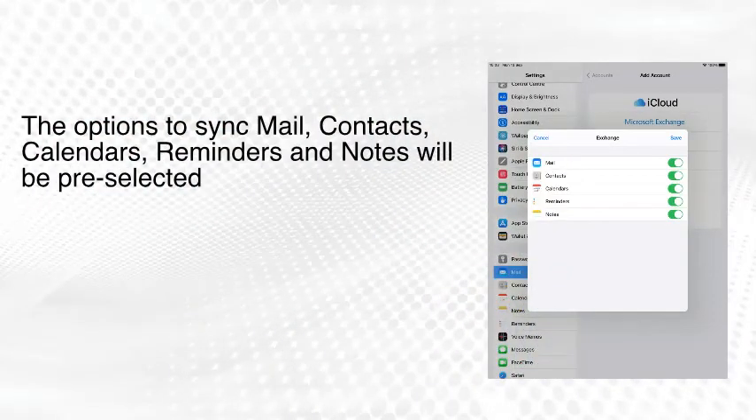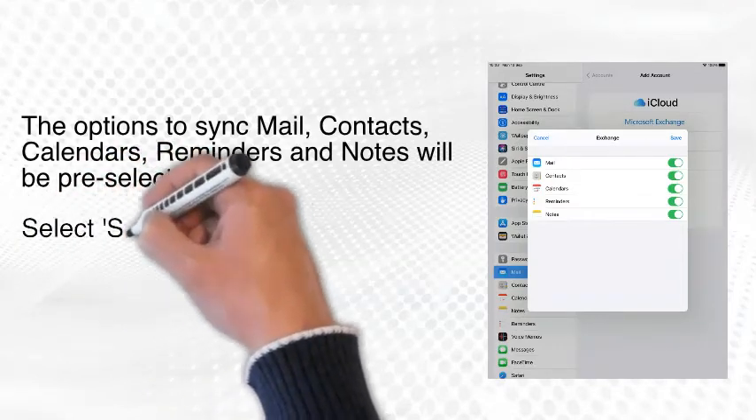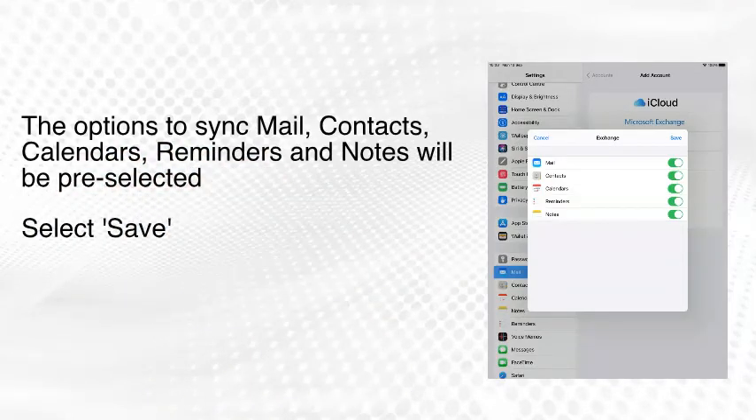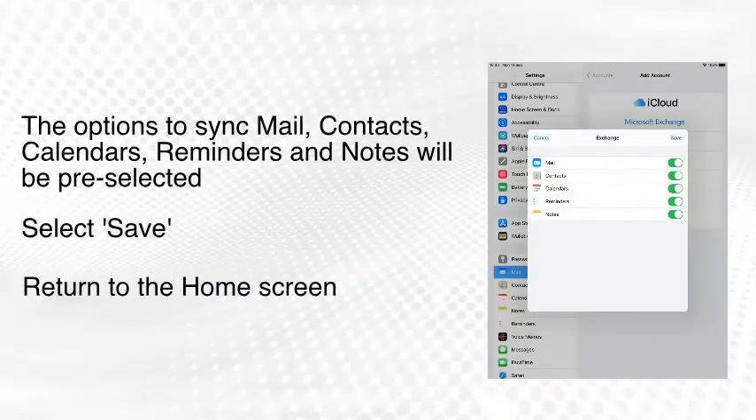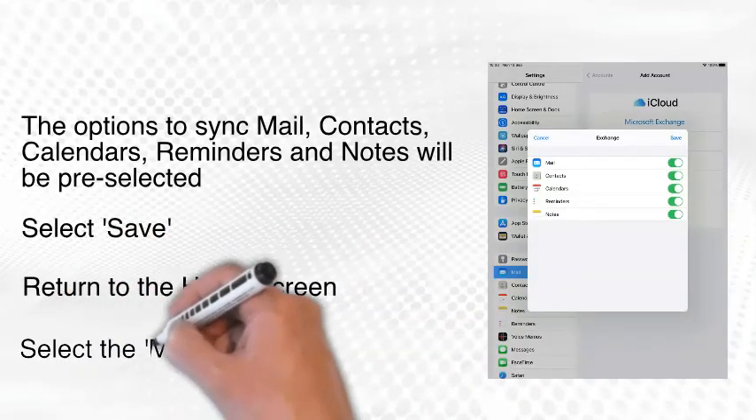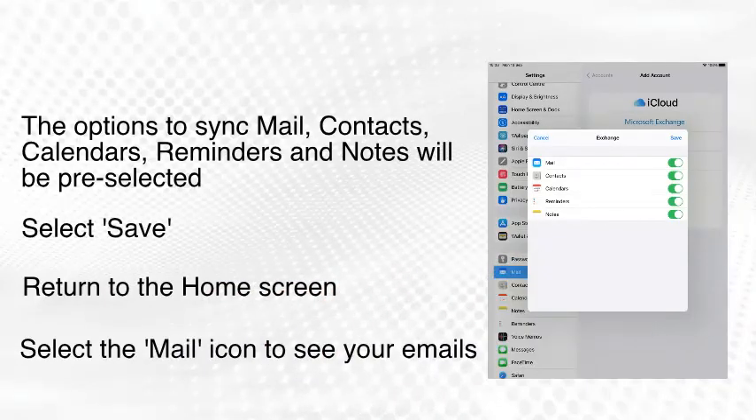You will now see a new window pop up with options to select to sync mail, contacts, calendars, reminders and notes. You can choose which ones you want to sync to your Zimbra Mail account. Select the save option and you can now return to the home screen. To view and send email, select the mail icon.